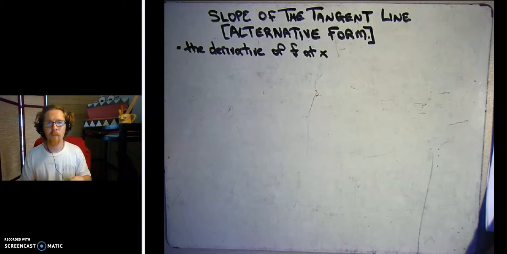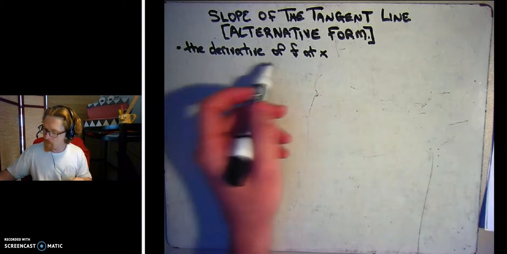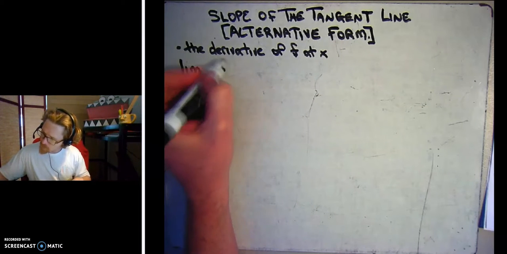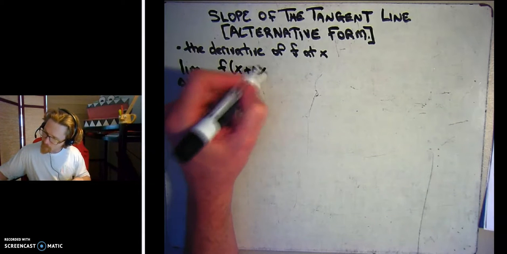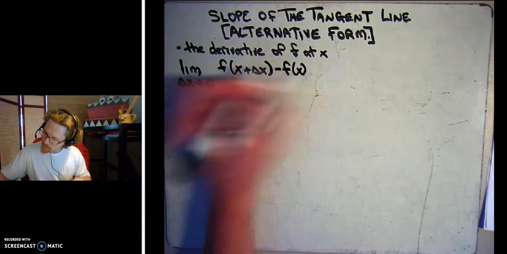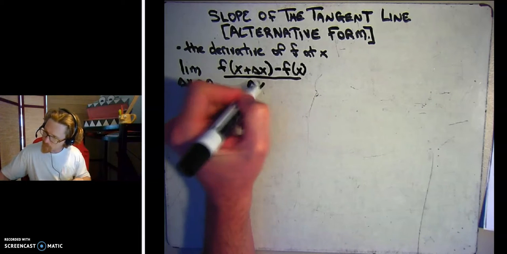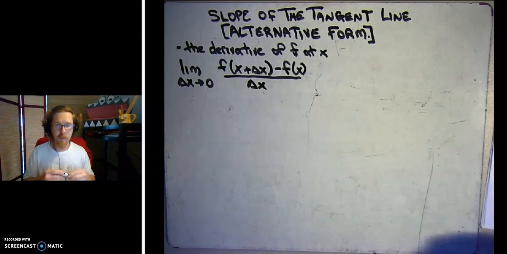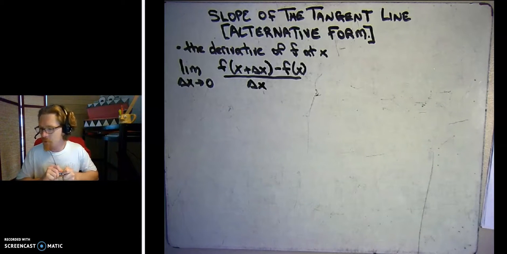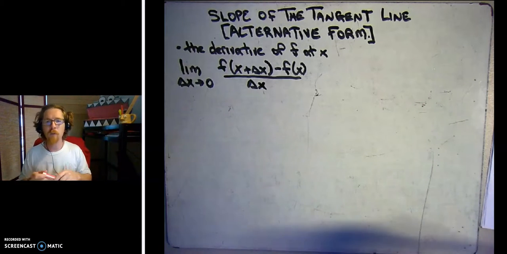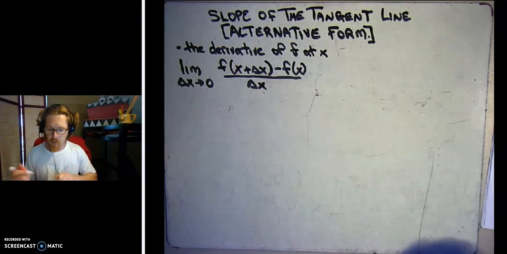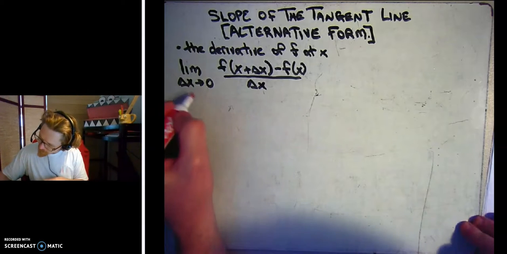Hi Math, I'm Andy. We know that the derivative of f at x is defined as the limit as delta x approaches 0 of f of x plus delta x minus f of x over delta x. Now this is for any point x, but we have an alternative definition for the derivative as well. And so we're going to use that alternative definition to show you how to find the slope of a tangent line. So let's say we have a point C.